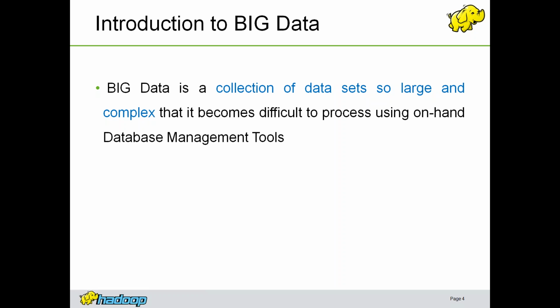In big data there is a 3V concept: volume, velocity, and variety. This 3V concept, which is the most important concept, has been defined by IBM. So big data is a collection of data sets so large and complex that it cannot be processed in your normal on-hand database.